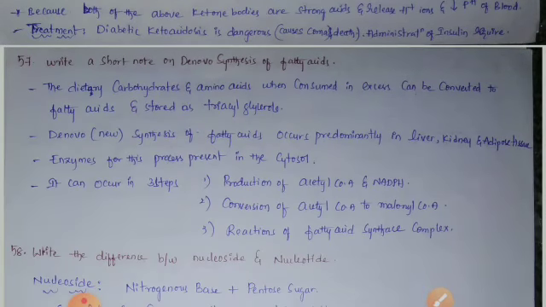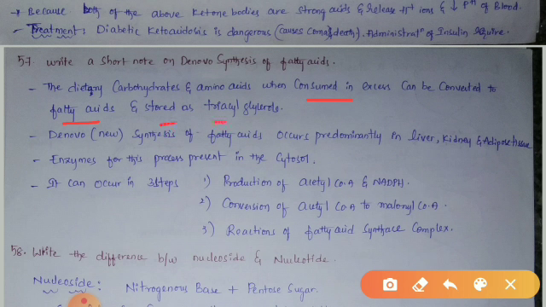Write a short note on de novo synthesis of fatty acid. The dietary carbohydrates and amino acids, when consumed in excess quantity, can be converted into fatty acids and stored as triacylglycerols in the adipose tissue. The de novo synthesis of fatty acids occurs predominantly in liver, kidney and adipose tissue. The enzymes for the synthesis are present in the cytosol of the cell.